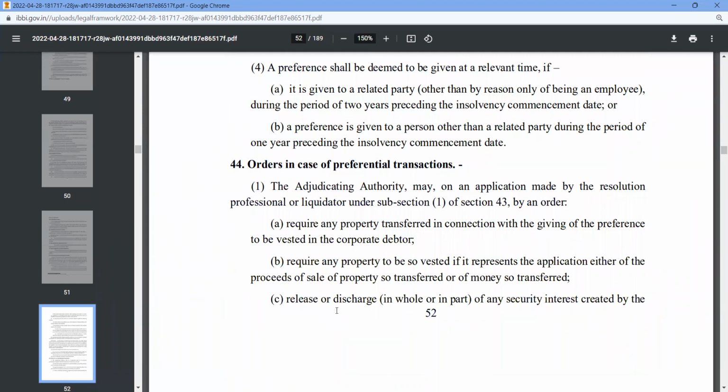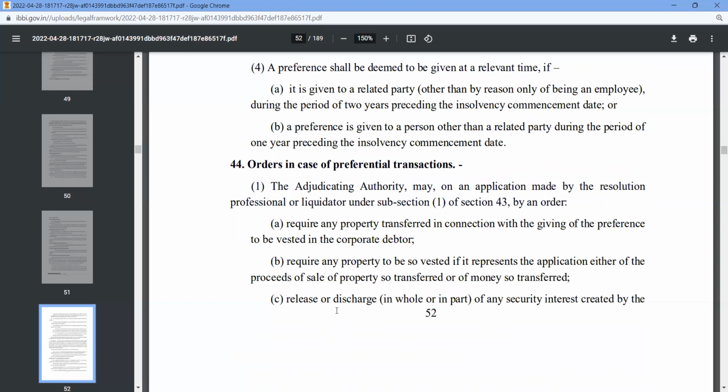So what will they do? They will require any property transferred in connection with the giving of preference to be vested in the corporate debtor. So earlier, the corporate debtor transferred the property to some other person. The other person was a creditor, surety or guarantor. Now that transaction will be reversed by the adjudicating authority.